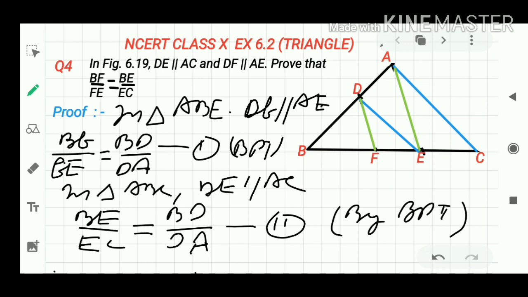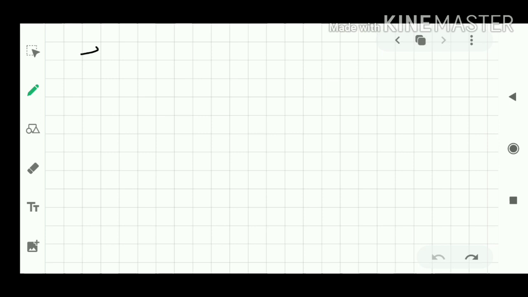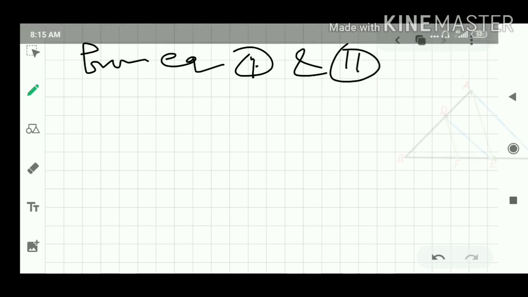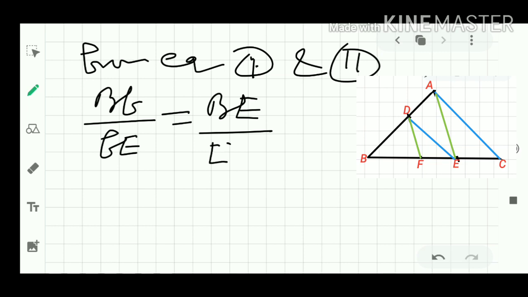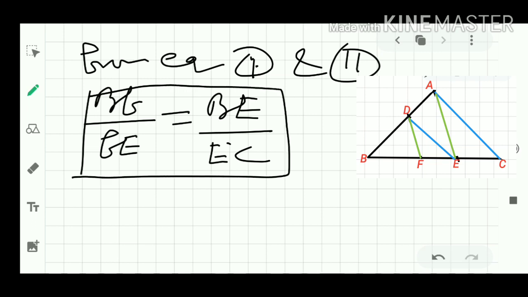So from equation 1 and 2 clearly see that BD by DA is common. RHS are equal, so LHS must be equal. So you have to write this from equation 1 and 2: BF by FE equal to BE by EC. This is the proof of this question.